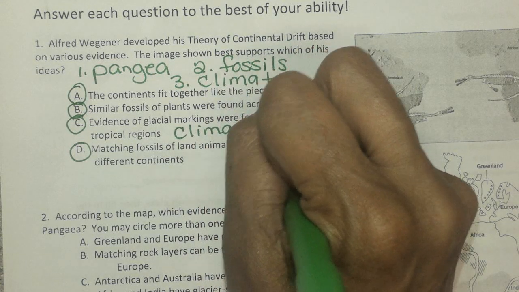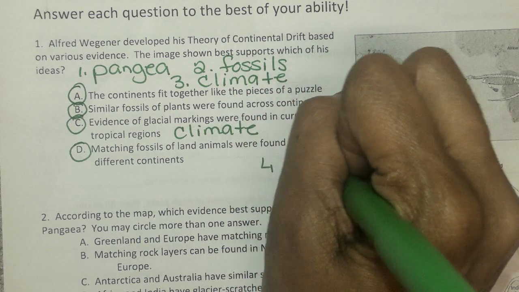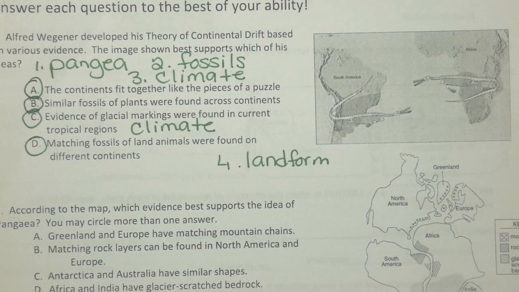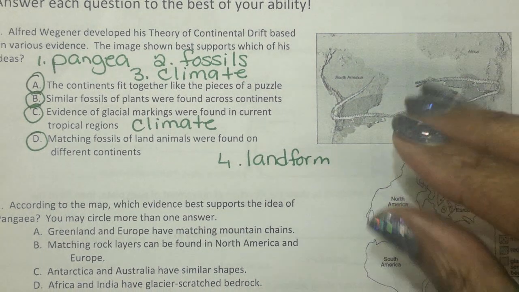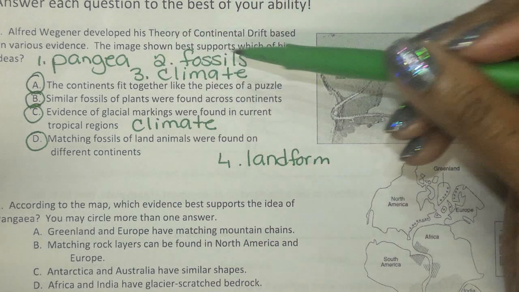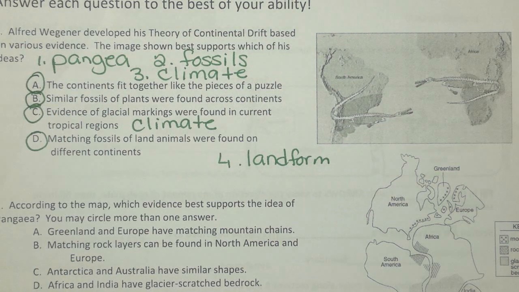4, landforms. And when we said landforms, he found that there were mountains on another continent that matched exactly mountains on a different continent. Okay, so you might have seen these 4 pieces, you might have seen the evidences listed this way.